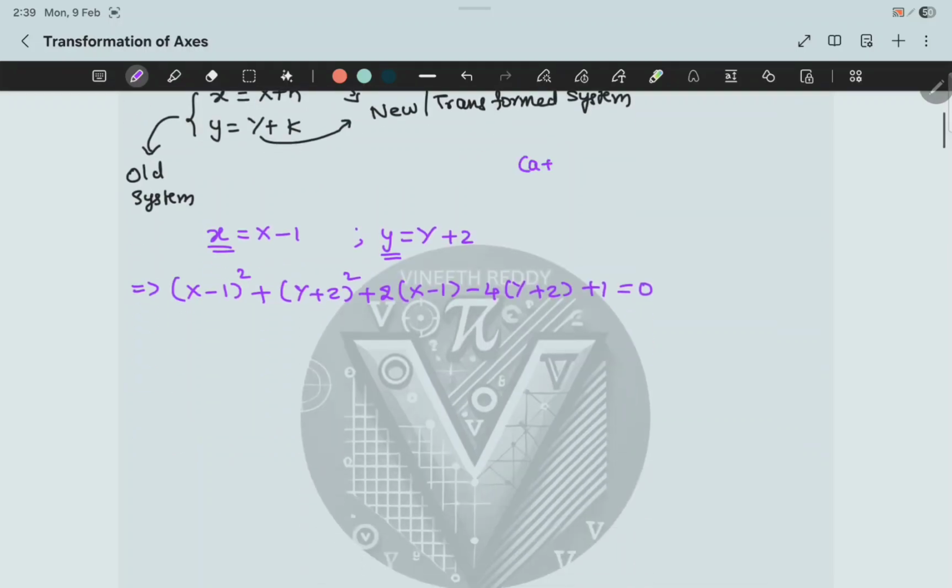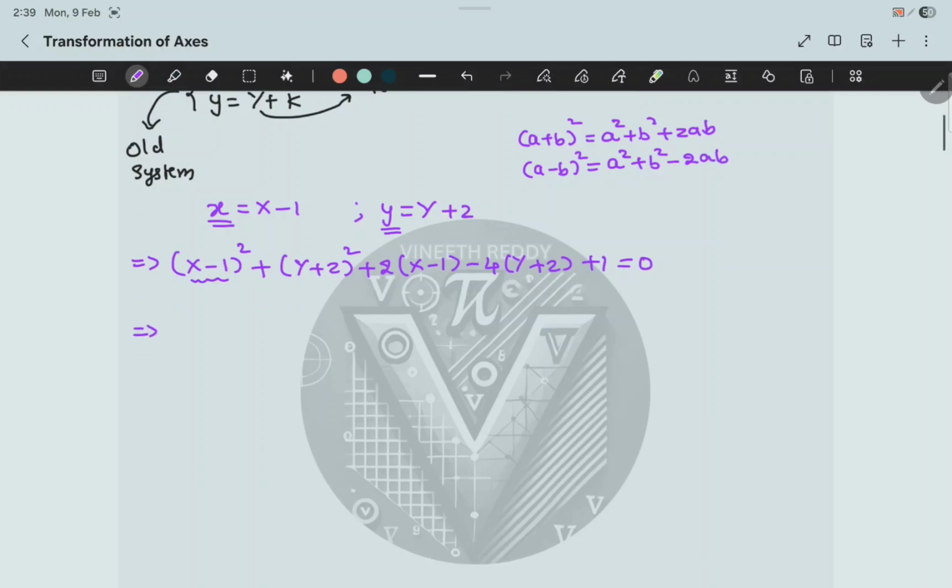Now let me write here: a plus b whole square is a square plus b square plus 2ab, and a minus b whole square is a square plus b square minus 2ab, right? So with that understanding, now this is a minus b whole square, so we get a square plus b square minus 2ab. Hope you understood this part. And the next part, a plus b whole square, we can write it as a square plus b square plus 2ab, 2 into 2y, right? Plus, now 2 into x is 2x minus 2, minus 4 into y is minus 4y.